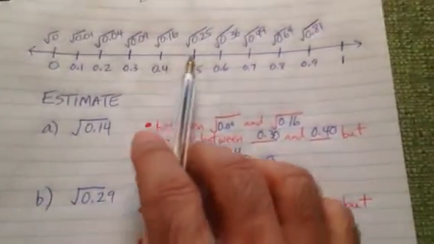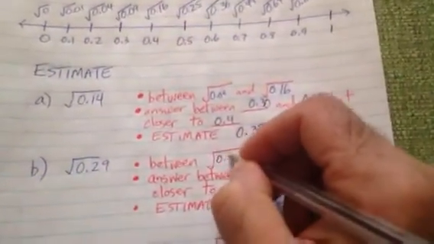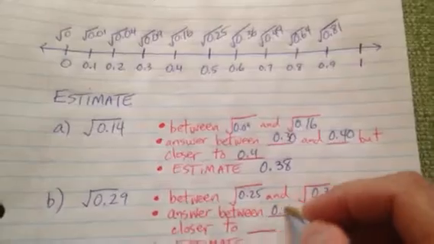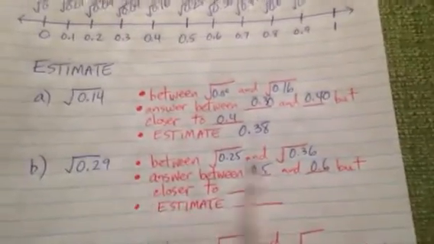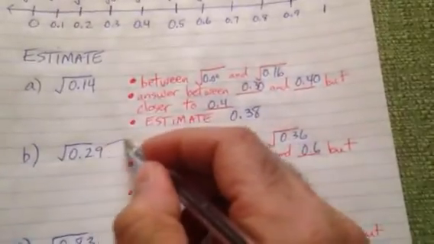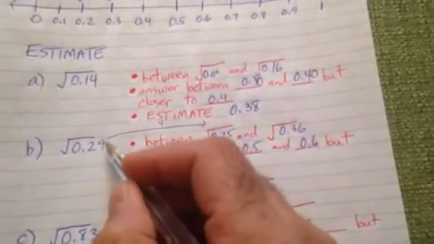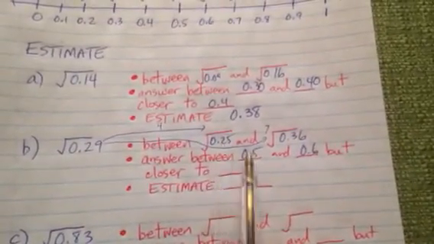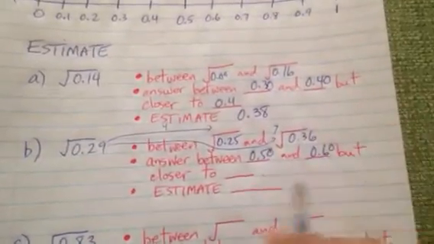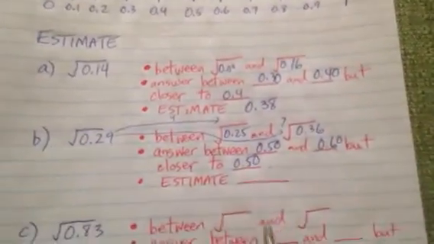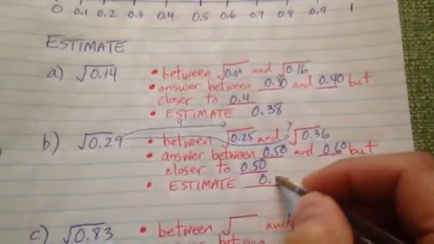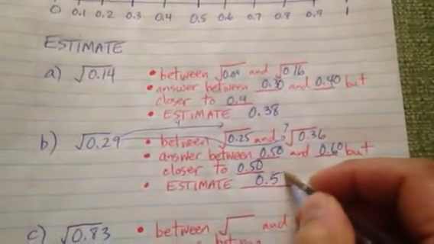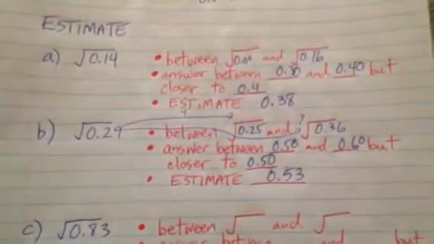Okay, 0.29 square root, so 0.29, there it is. It's between 0.25 and 0.36. In other words, we know the answer is between 0.5 and 0.6. Which one is 0.29 closest to? Well, 0.29 is only 4 away from that one, but it is 7 away from that one. So it's actually a little bit closer to 0.50 than it is to 0.60, right? So if I had to take a guess, I would say something like 0.53 or 0.54, okay? And that's no different really than what we did before, right?